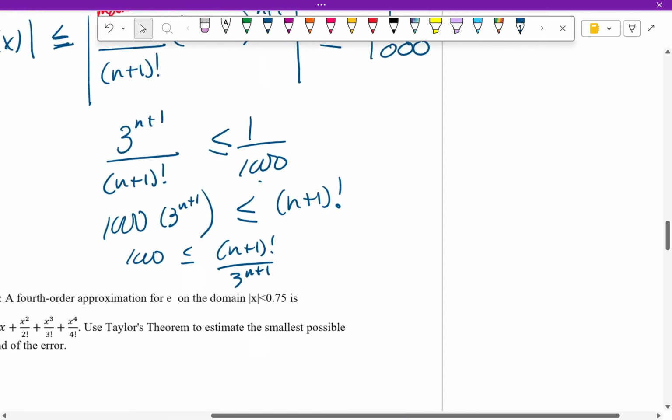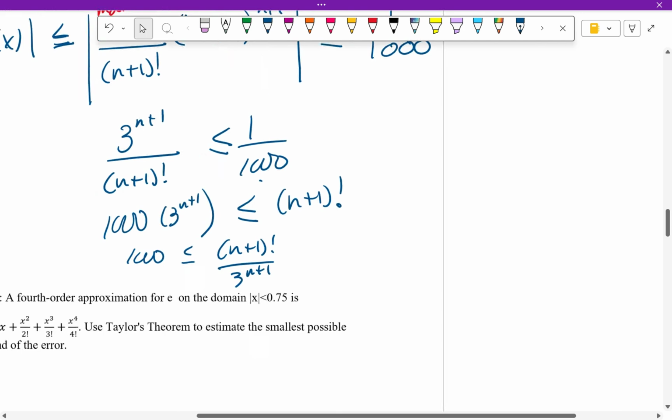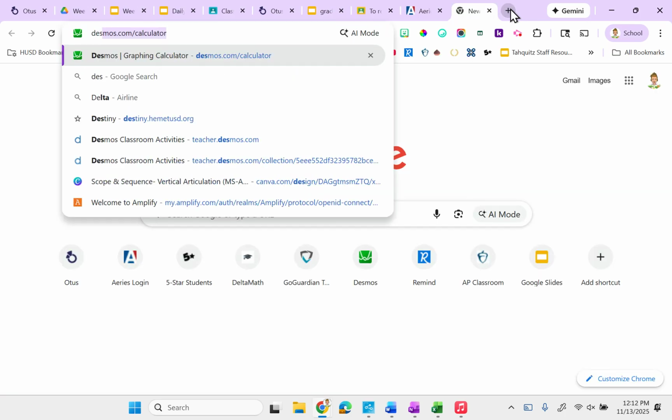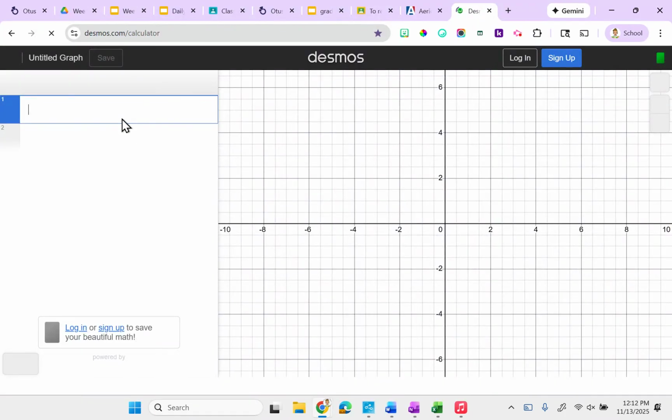Okay, so what we're going to do is we're going to get out Desmos. And no, this would not be a good way to do this necessarily on the AP test. It's probably just these type of problems. But we're going to try to find an n value that we can plug in there that gets us bigger than 1,000. Okay, so let's go into Desmos. Any version of it will be fine today.